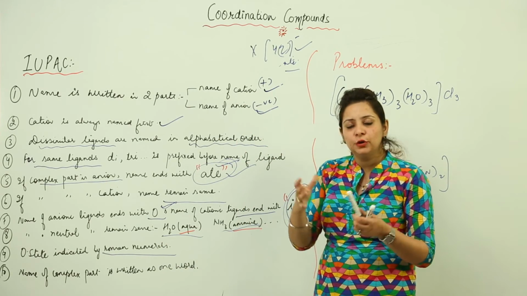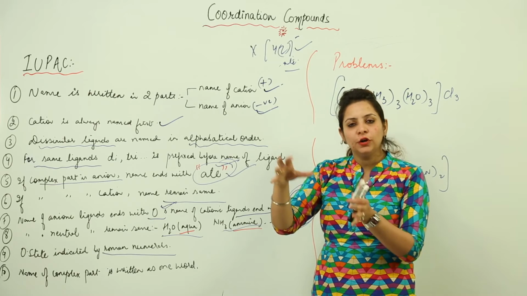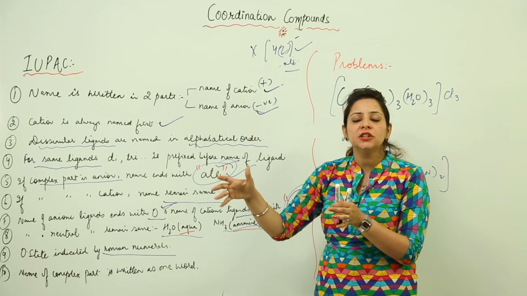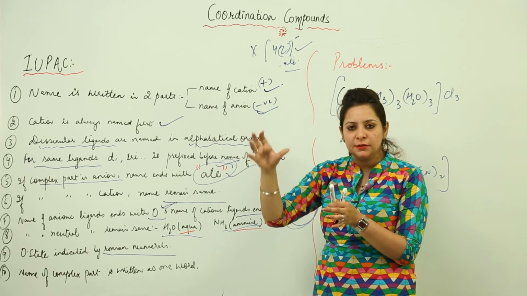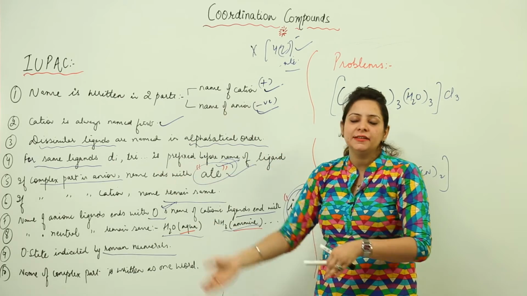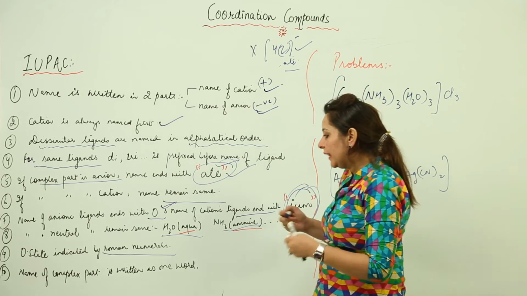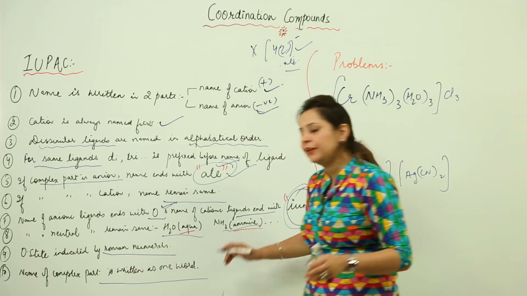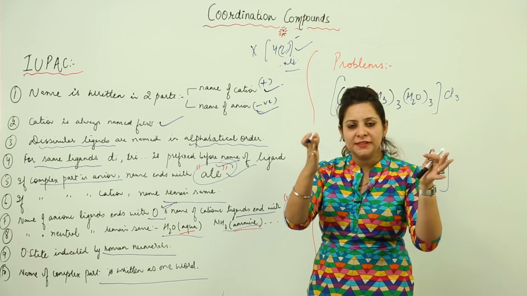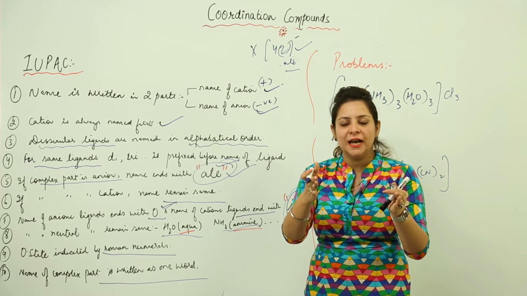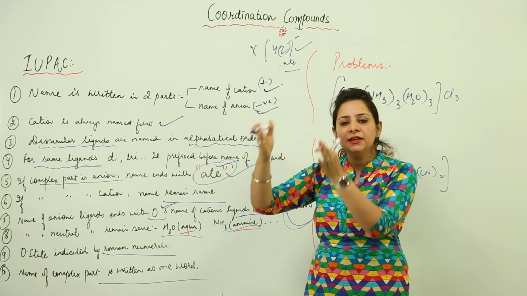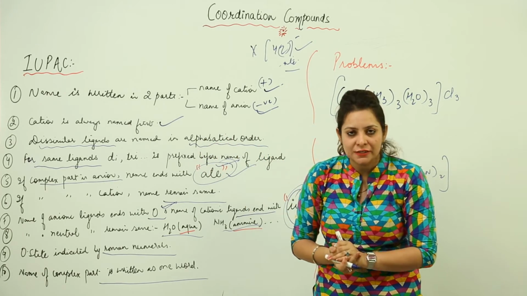For example, you will be writing the ligands first followed by the central atom, and then you need to put the oxidation state for the central atom in Roman numeral, and then you will be writing the name for the anionic part. And the name of the complex part is written as one word, like you will be starting with the complex part if it is cation, then followed by the anion, and in the middle you will be writing the oxidation state.